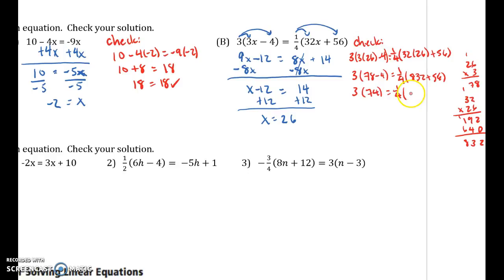832 plus 56 is 888. 3 times 74 is going to give me 222. And then 1/4 of 888, super simple, just divide everything by 4, is 222. So then I can be very confident x is actually equal to 26.